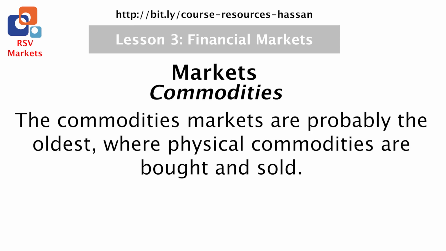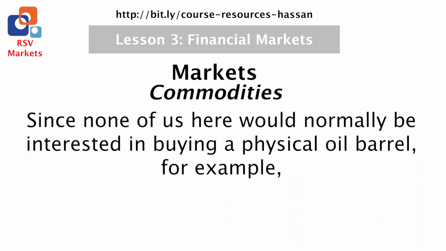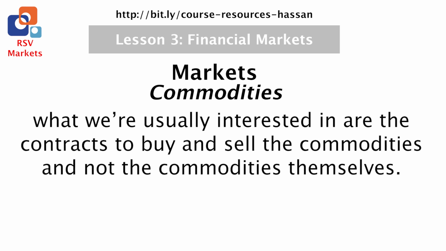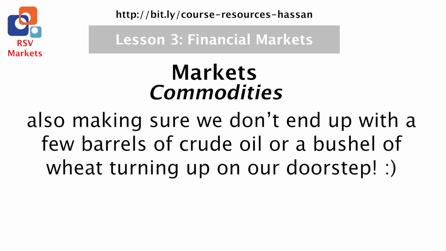Commodities. The commodities markets are probably the oldest, where physical commodities are bought and sold. This is where large corporations and even countries would buy and sell anything from oil to sugar, paper, or even flowers. Since none of us here would normally be interested in buying a physical oil barrel, for example, what we're usually interested in are the contracts to buy and sell the commodities and not the commodities themselves. We will talk later in more detail about how we invest and trade in commodities, or rather the commodity contracts, also making sure we don't end up with a few barrels of crude oil or a bushel of wheat turning up on our doorstep.